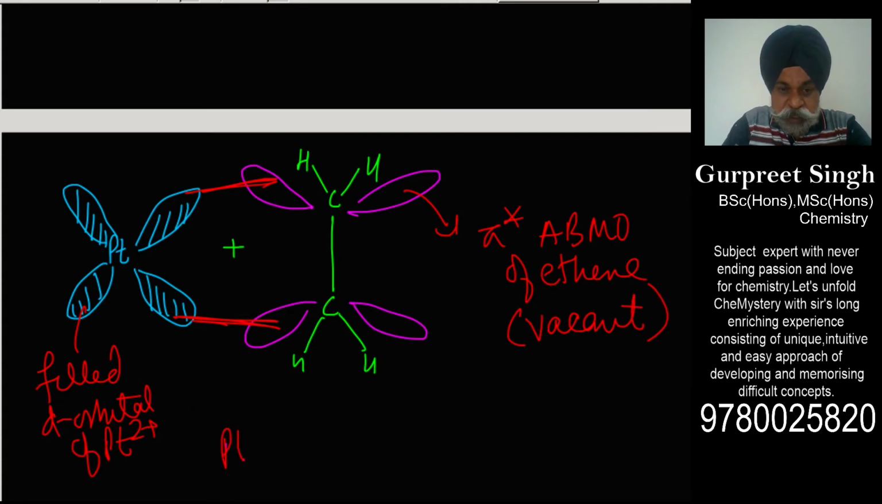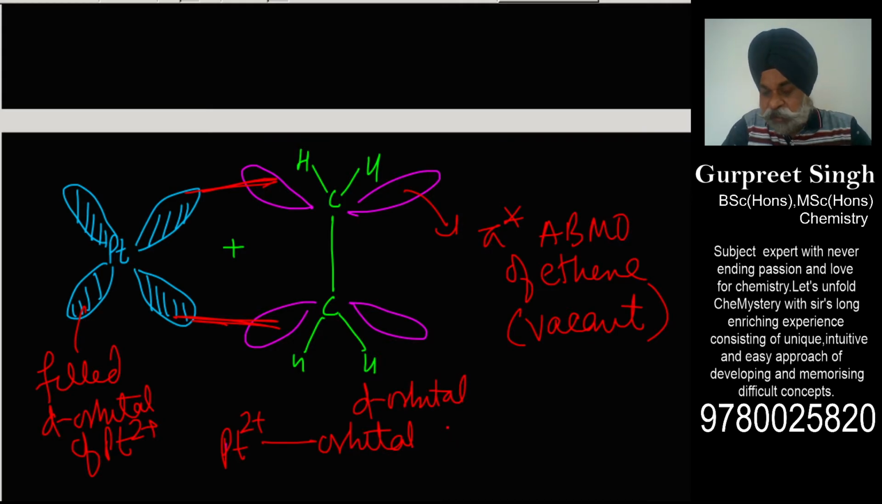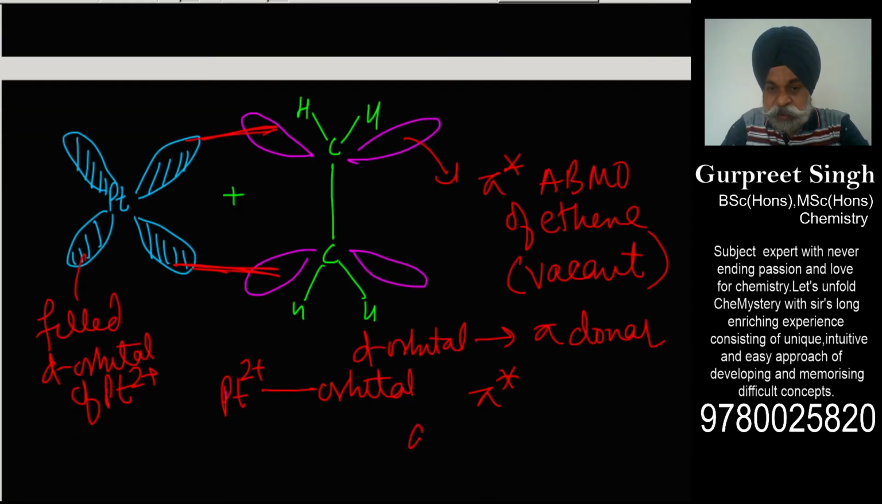So here platinum is giving back electron density from its d pi orbital. So here the d orbital of platinum is a pi donor, and the receiver, or acceptor, is the pi star orbital of ethene. So this is very interesting to tell you.